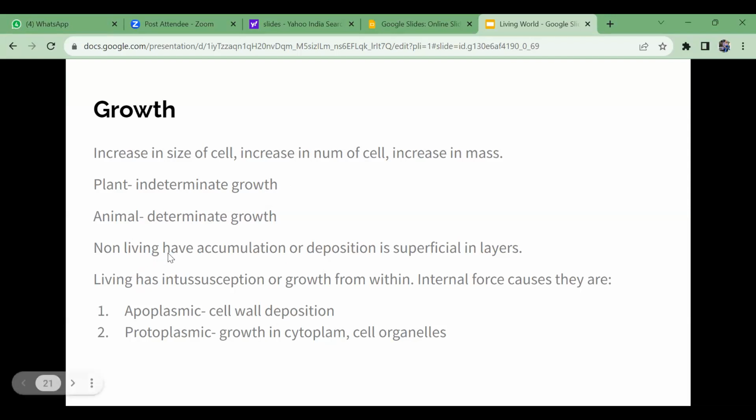Non-living objects have accumulation or deposition in superficial layers. That means extrinsic growth. What is it saying about? It is talking about extrinsic growth. Okay, they are talking about extrinsic growth.